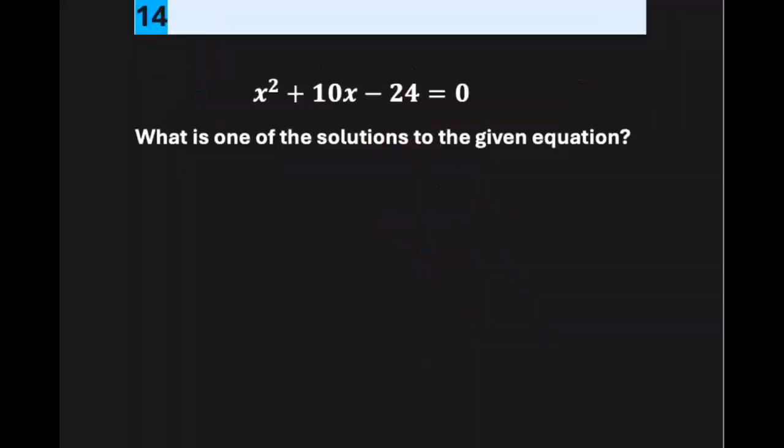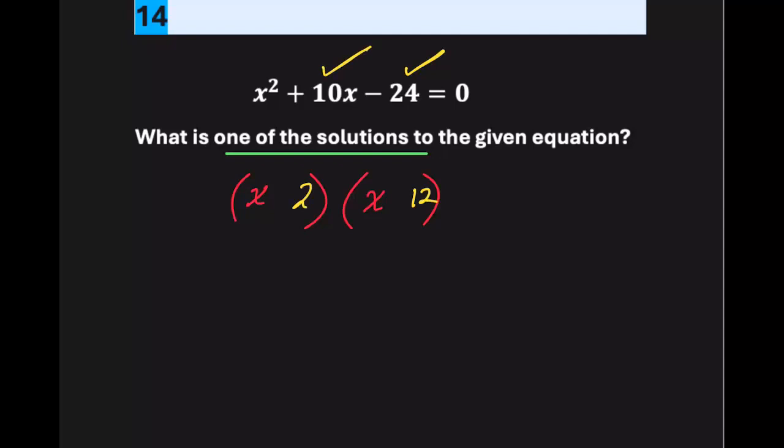Question 14, what is one of the solutions to the given equation? We're going to find two numbers that, when you multiply, give you -24, and when you add, give you +10. The two numbers are 2 and 12. So 2 times 12 is 24. The smaller number should be negative. So if you add, you're going to get +10. And that is equal to 0.